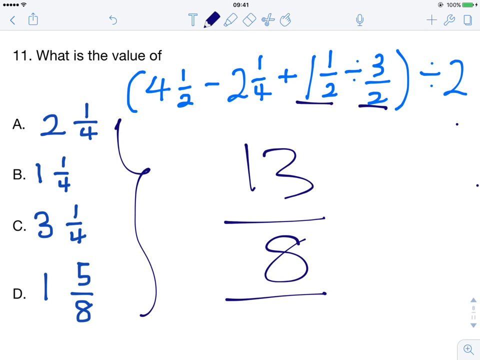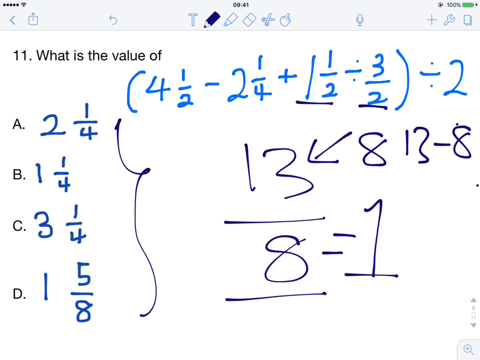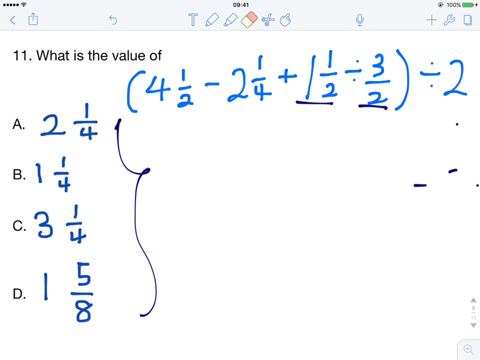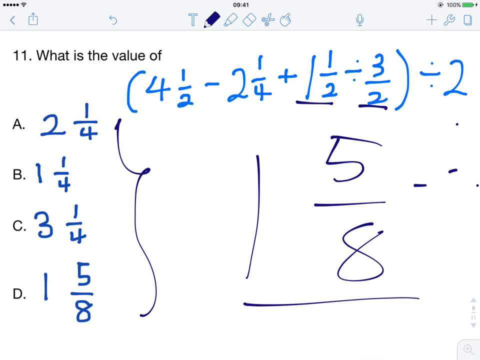To do that, we need to see how many times 8 goes into 13. 8 goes into 13 once, so we have one whole number 1. And then what we get left over would be the same as 13 minus 8, which is 5. So the answer is 1 and 5/8. That is D. So the answer to this question is D.